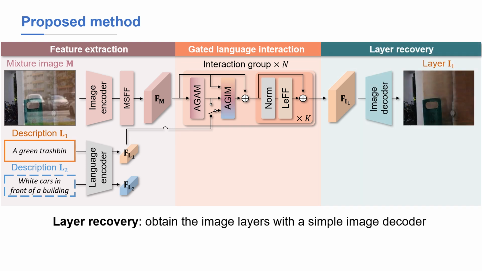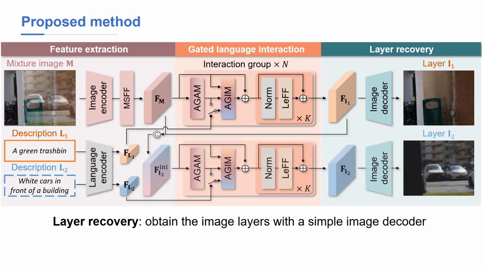After getting the clean transmission feature, we obtain the transmission layer with a simple image decoder in the layer recovery stage. We use another set of interaction groups for separating reflection feature and obtain the reflection layer with another image decoder.